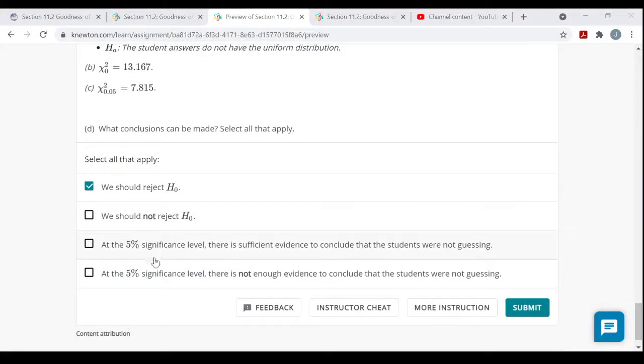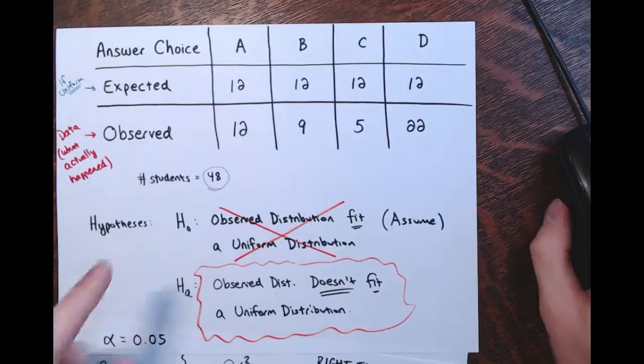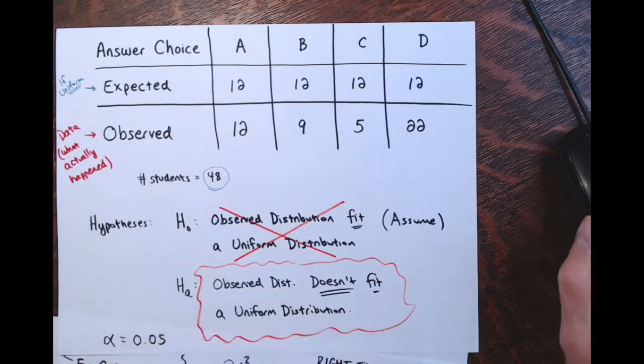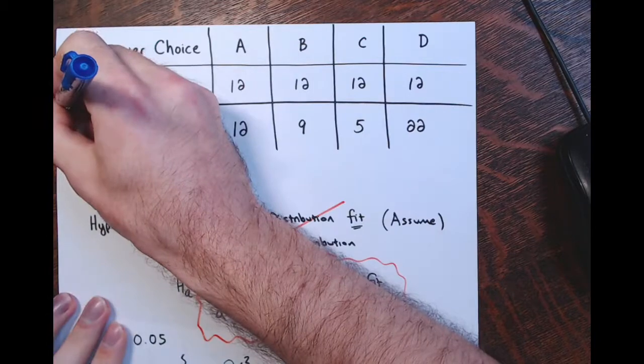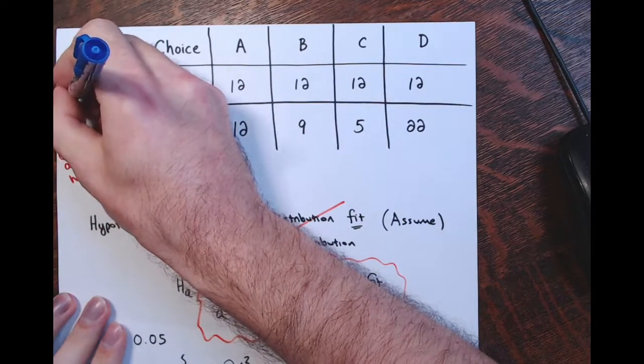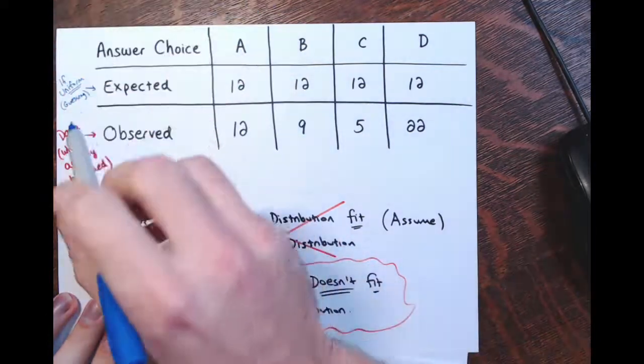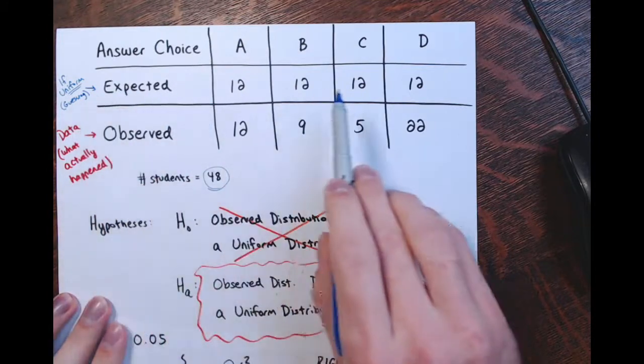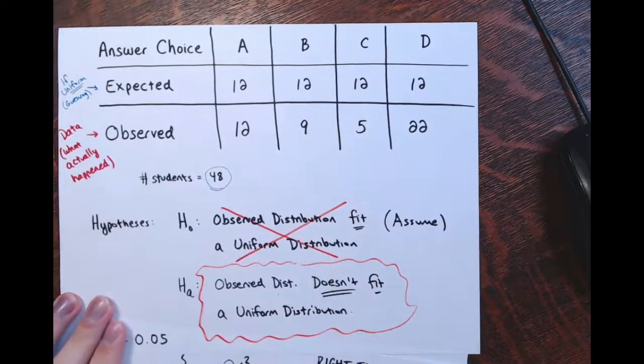So at the 5% significance level, there is not enough evidence to conclude the students were not guessing. Oh, okay. Remember the uniform distribution was they were guessing. Right? She thought there'd be a uniform distribution if they were just guessing.